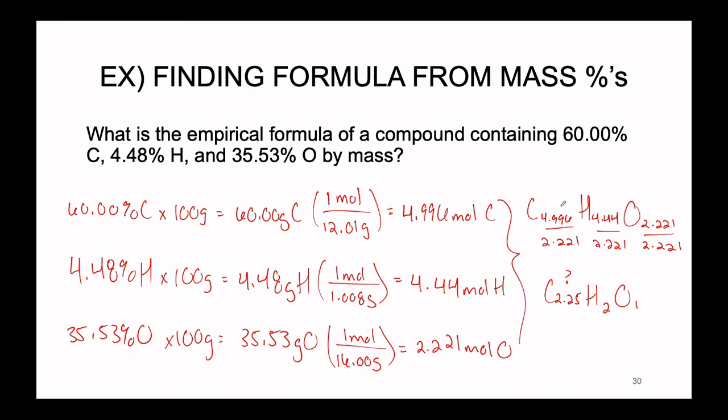So if we scaled each of these decimal values up or down by 2.221, we can now scale each of the resulting decimals back up in order to remove this fraction. So since 0.25 is equal to a quarter, we're going to multiply each of these subscripts by 4. This is going to remove the fraction that is currently present on that carbon, giving us 9 carbons for every 8 hydrogens for every 4 oxygens. And this is the empirical formula for the compound that we are working with.